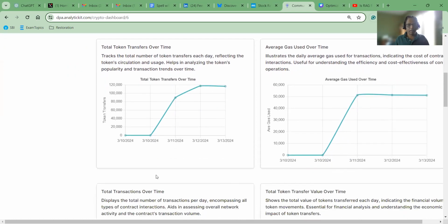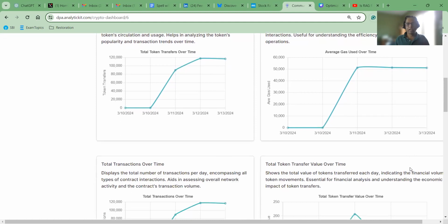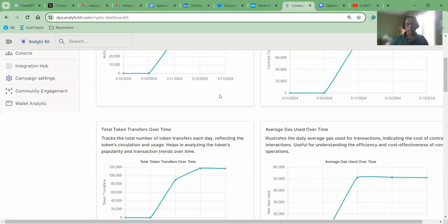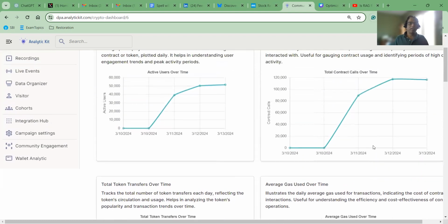And there are multiple other graphs there. We can discuss that in later videos. So for now, we are concentrating on the average gas used over time graph particularly. So you can correlate the data points using this graph visually. And as I said earlier, we are working on having different graphs so that you can correlate all this data.